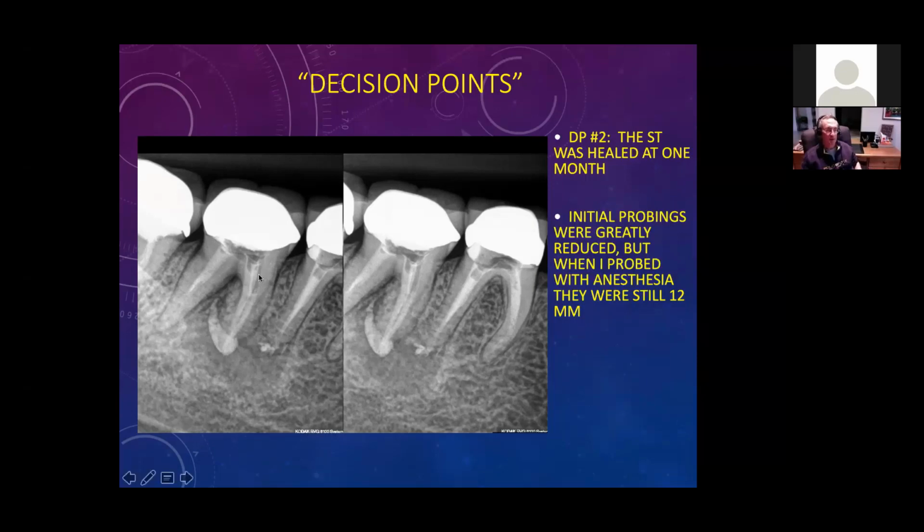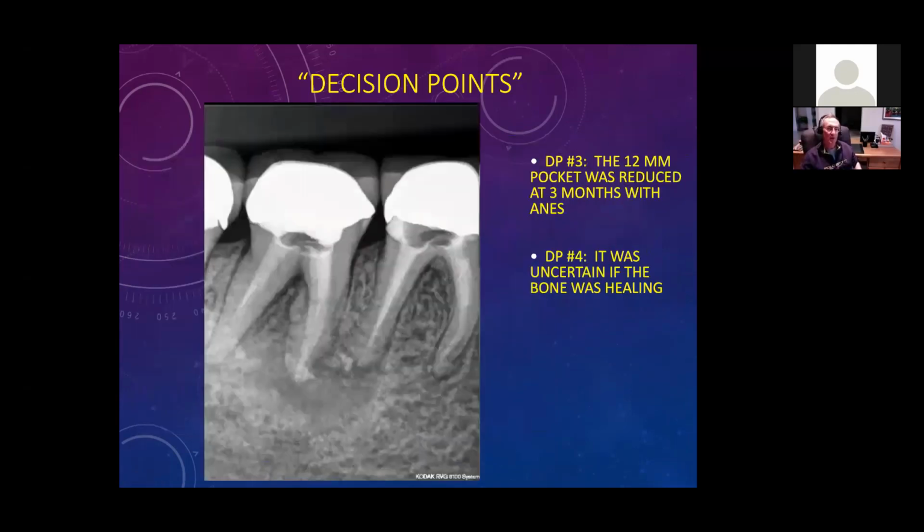When I probed initially, I didn't get much probing either, but then I anesthetized her and I probed more forcefully. I still could probe all the way to the apex. But the tissue was a lot tighter and healthier looking, and it just seemed like things were going our way. So I changed out the calcium hydroxide. I saw her at 3 months, and now I couldn't probe at all along that mesial.